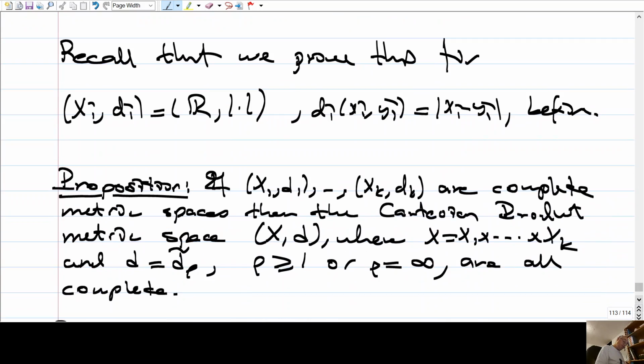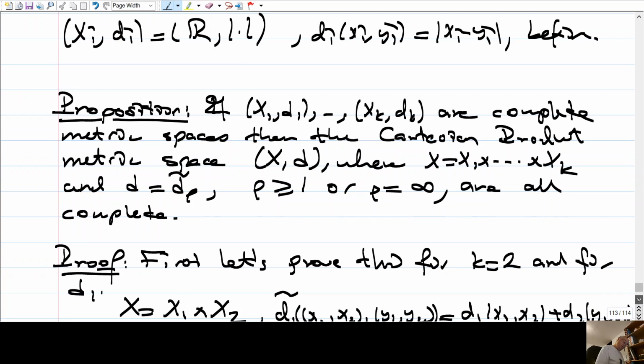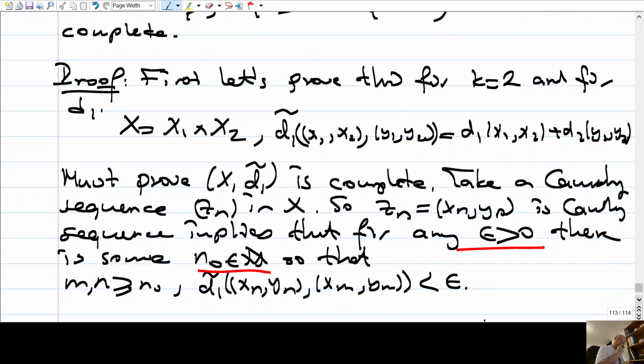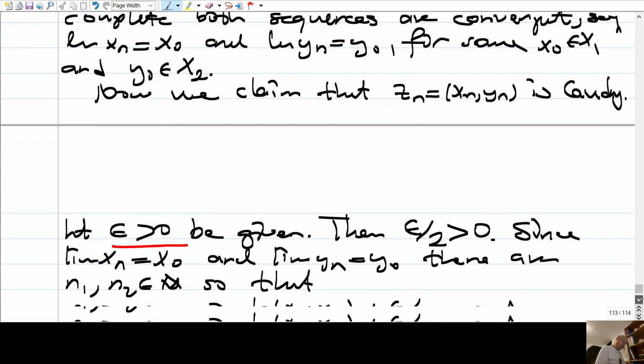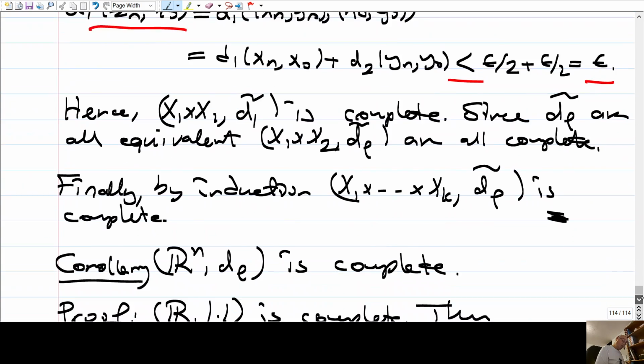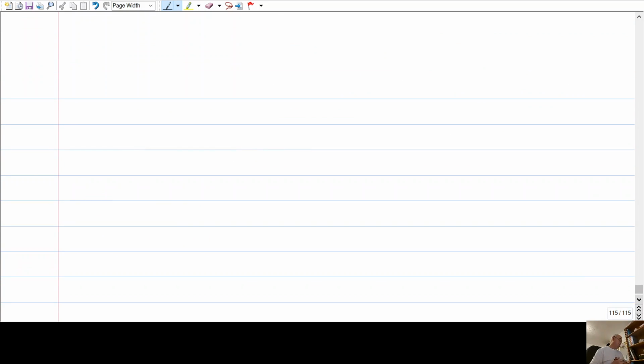Yeah, we started with this proposition. Last time we showed that all these metrics d1, d2, d row, and d infinity were all equivalent. And then we showed that if we have a Cartesian product of complete metric spaces, finitely many of them, then the Cartesian product is complete with any of the equivalent metrics. Okay. All right.